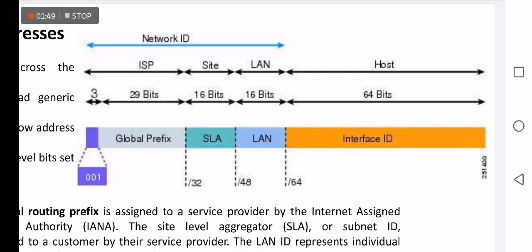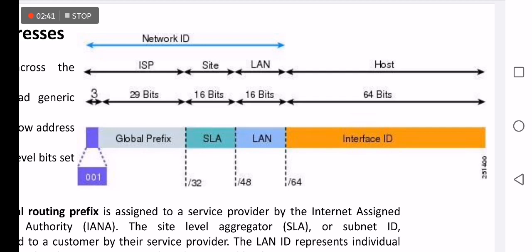Then the site address, which is 16 bits, is supported through a service level agreement as a site. Then the 16-bit LAN and subnetting within the site support the interfaces, which are the 64 bits on the right. For example, in our University of Baghdad, we can imagine that our students represent interface IDs that belong to a lab or LANs with 16 bits each.